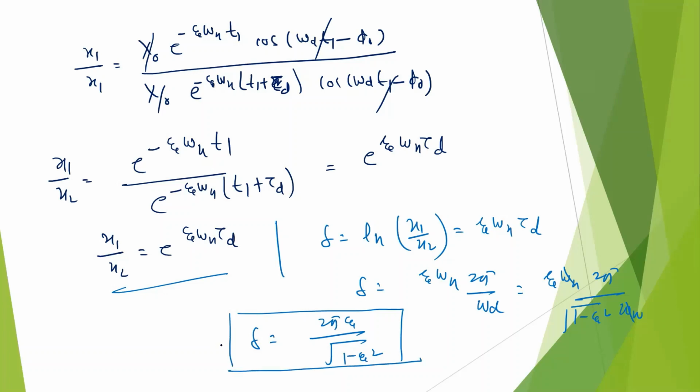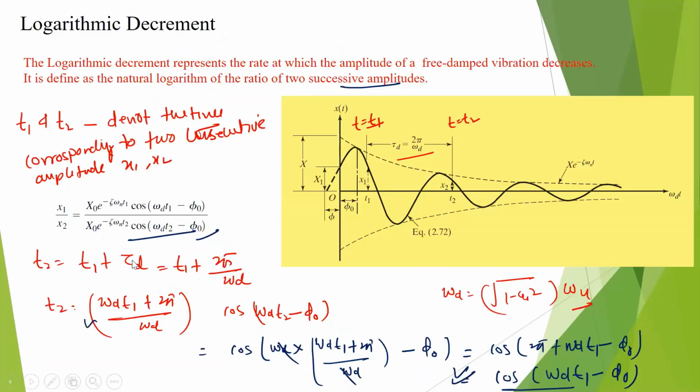It is the log of the ratio of two successive amplitudes. We can measure these two amplitudes at any two points which are a complete cycle apart. So we can measure x1 at this place and x2 at this place. These two points are apart by tau d time, one complete cycle.